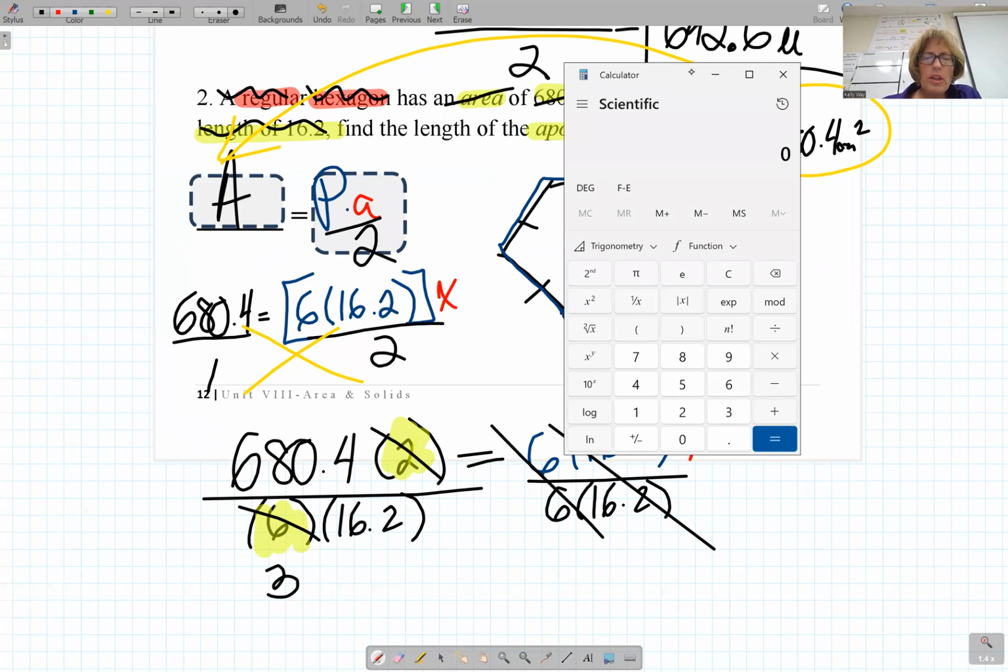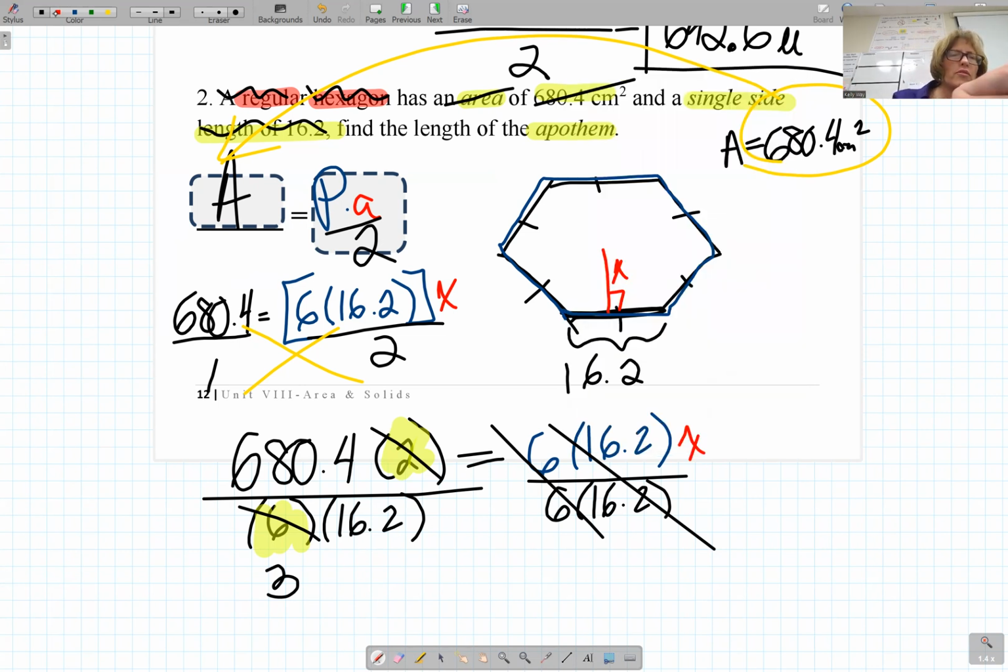Now you can go ahead and use a calculator. So we're going to go 680.4, then divide by 3, and then divide again by 16.2. You just found your apothem, which is 14. Check units, centimeters. That is your apothem.